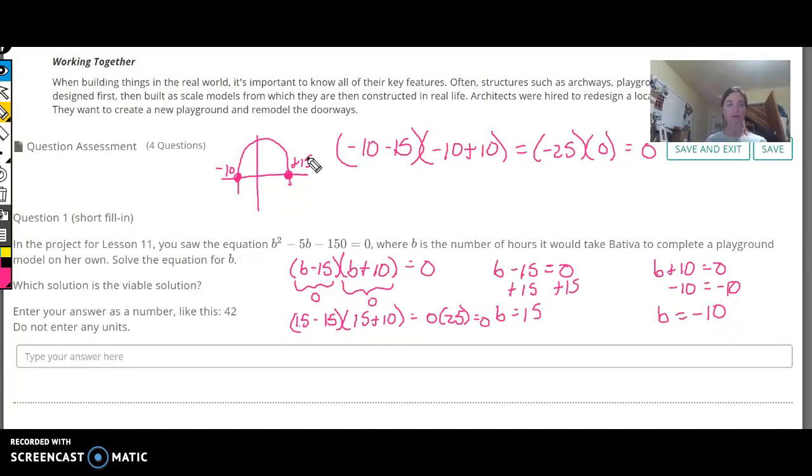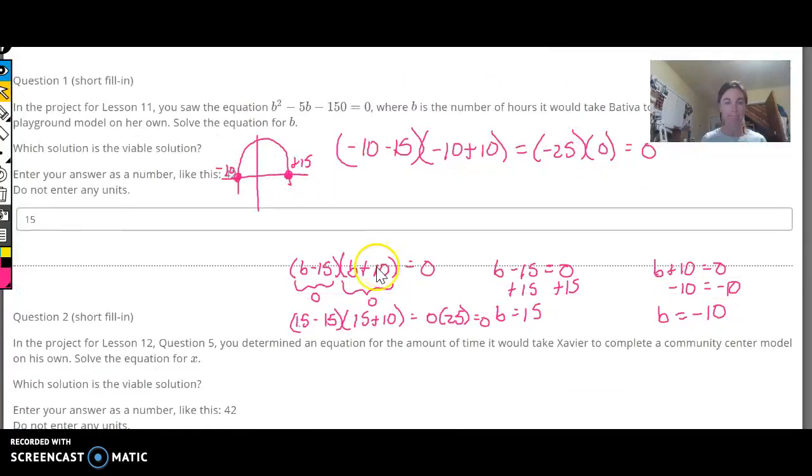Okay? So which of these is a viable solution? Well, we're dealing in time. This is a number of hours. We cannot have a negative number of hours. So the only one that works here is our positive 15. Okay, hopefully that made sense.